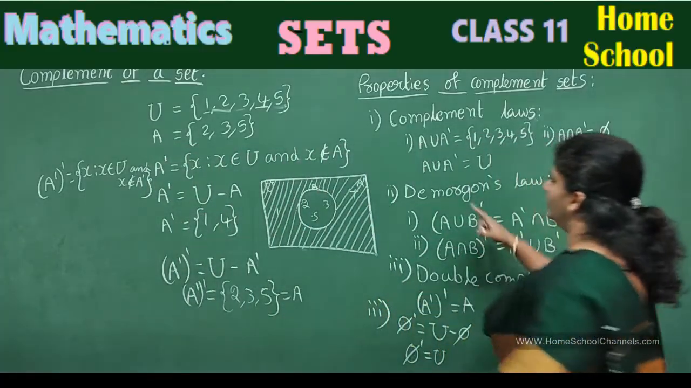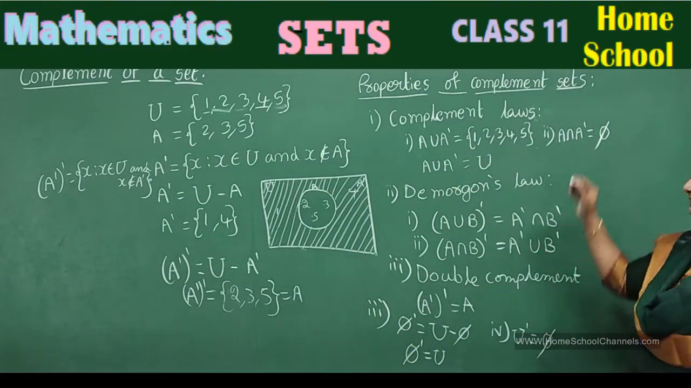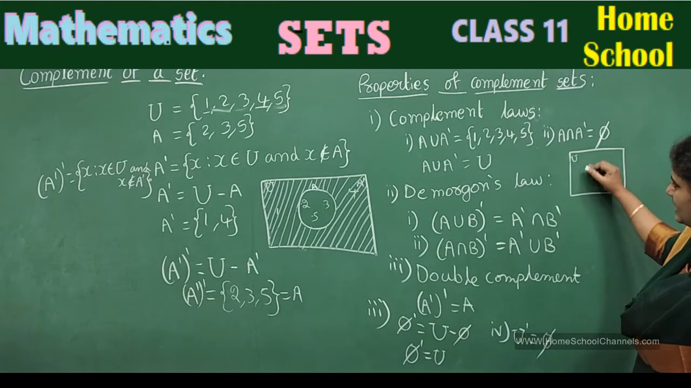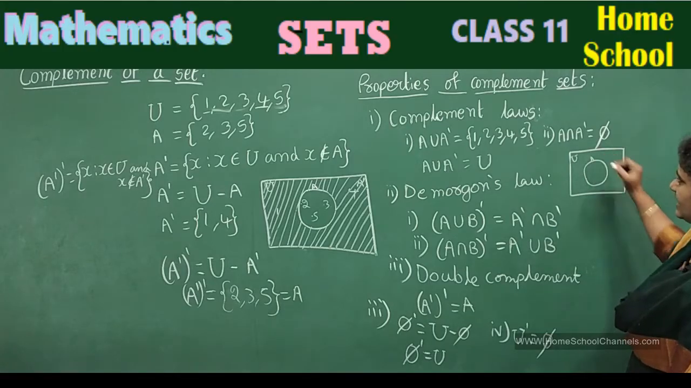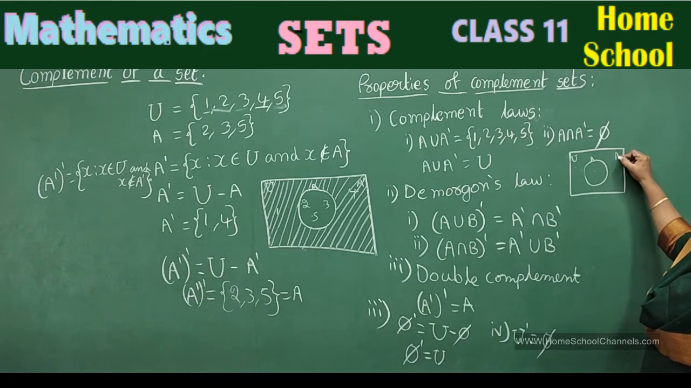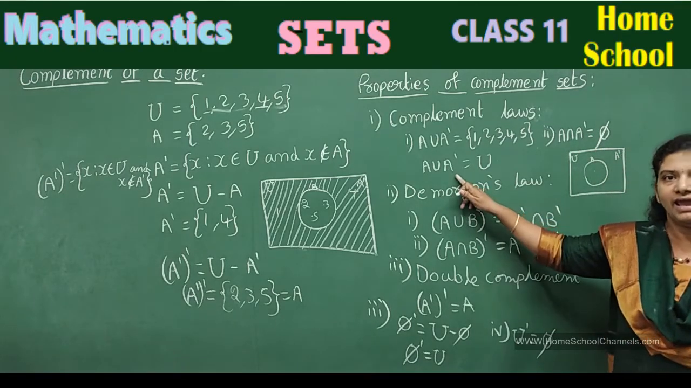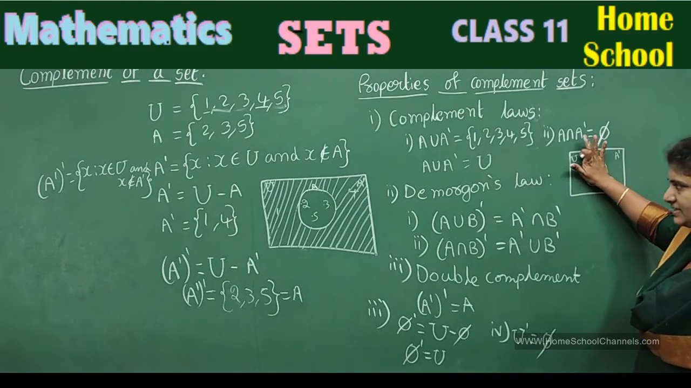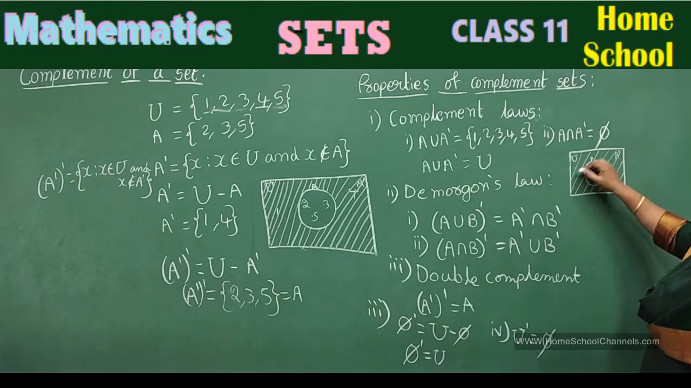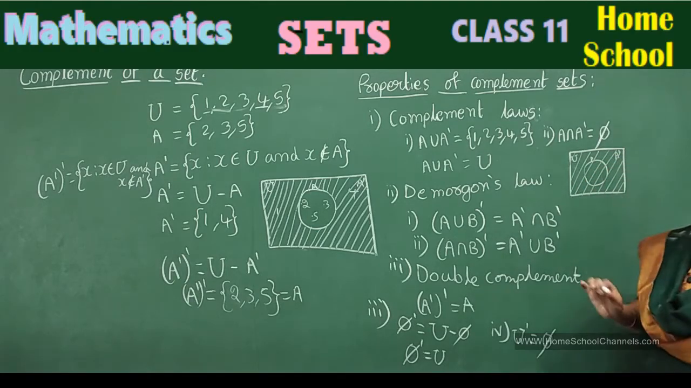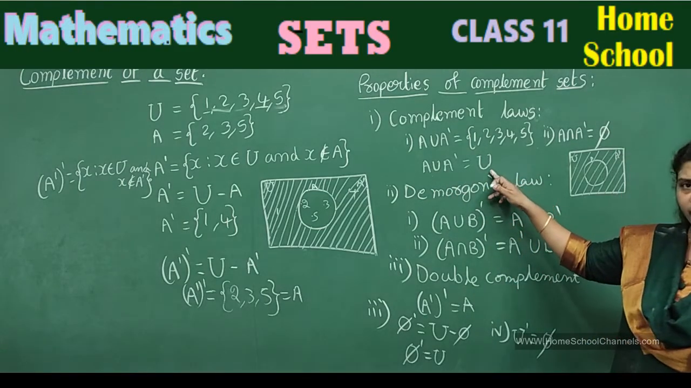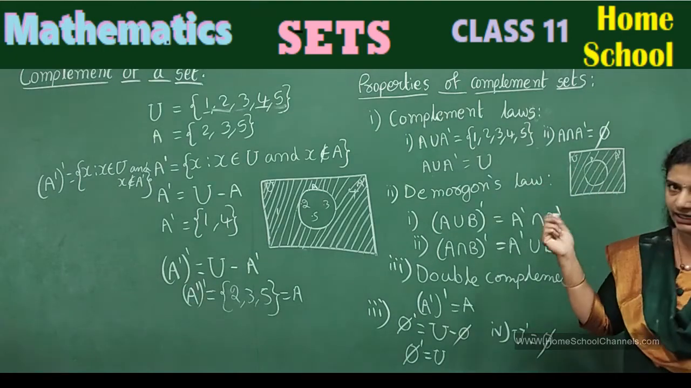Look here carefully: A union A complement. See the Venn diagram? Rectangle for the universal set, and this circle indicates the A set and the outside region indicates A dash. A union A dash, what do you need to shade? The A circle and also A dash, which means the complete rectangle. Complete rectangle including the circular part we need to shade for A union A dash. That is nothing but the universal set, meaning the complete rectangle.